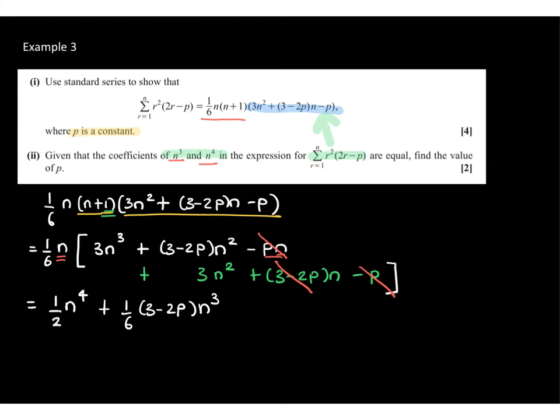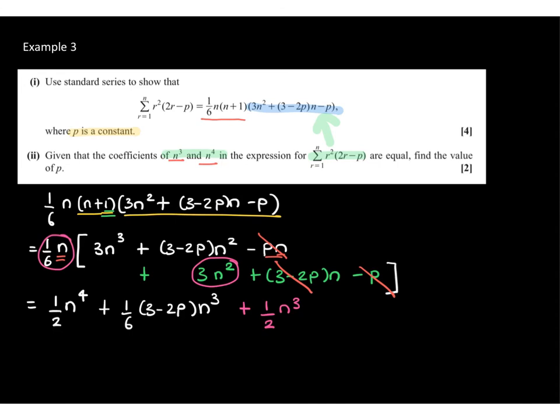But I am going to ensure that I multiply this here by this part here as well, because that's going to give me a contribution to n cubed. So these two multiplied together, and I'll write them in pink here so we can see, will give me 1/2 n cubed. So the coefficients of n cubed and n to the power 4 are equal.